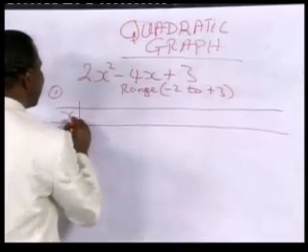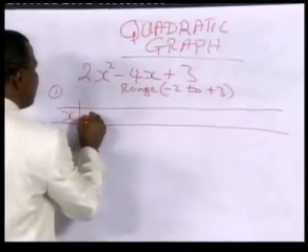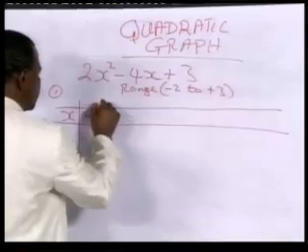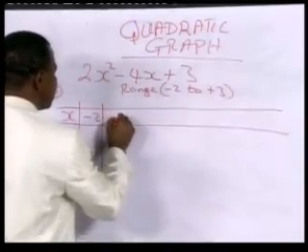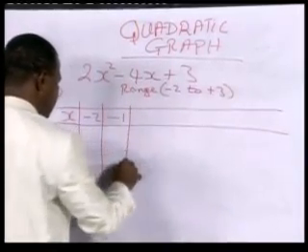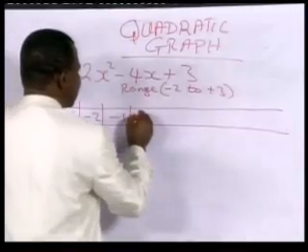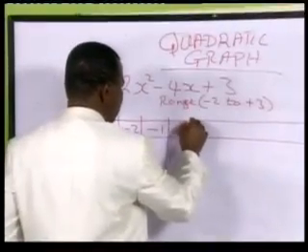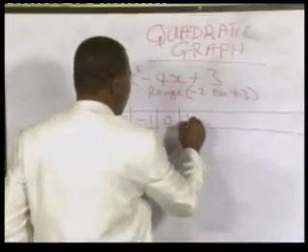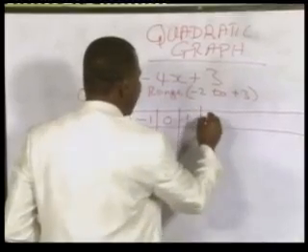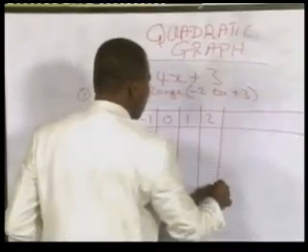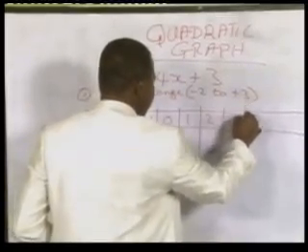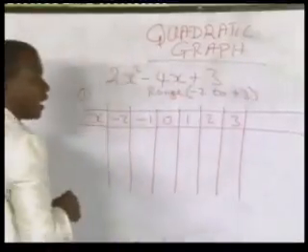So I will now start here from when x is -2, when x is -1, when x is 0, when x is 1, when x is 2, and when x is 3. That's all we need for now.